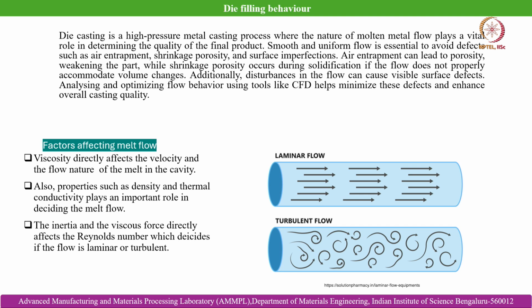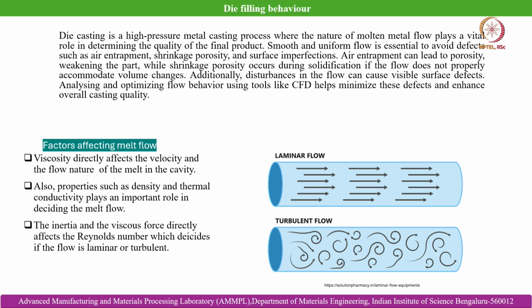If the viscosity of the melt is higher, like we have discussed earlier in case of semi solid die casting, even at a higher velocity, or even with a pressurized gating system where there is a back pressure involved, we can achieve laminar flow because of the higher viscosity of the melt. Other properties such as density and thermal conductivity of the melt also play a vital role in deciding the nature of the melt flow. And the inertia and the viscous force directly affect the Reynolds number.